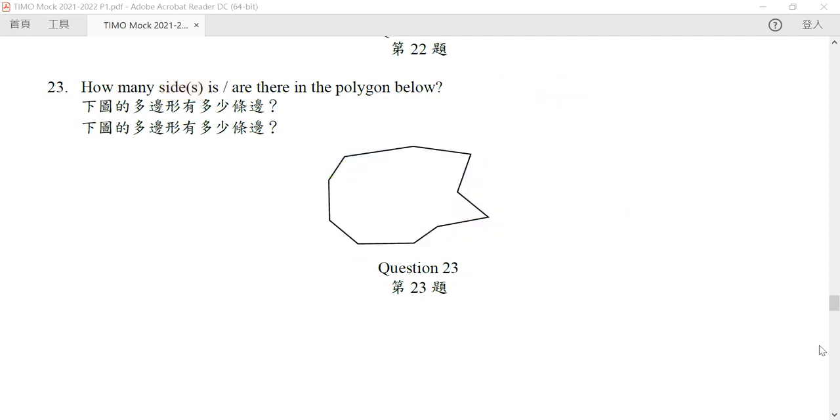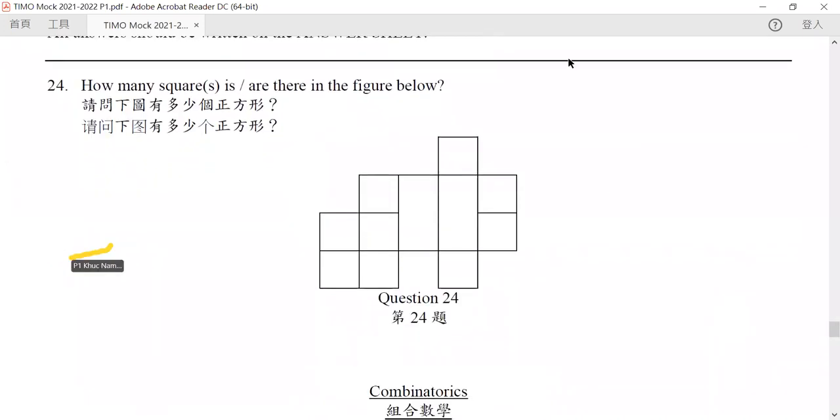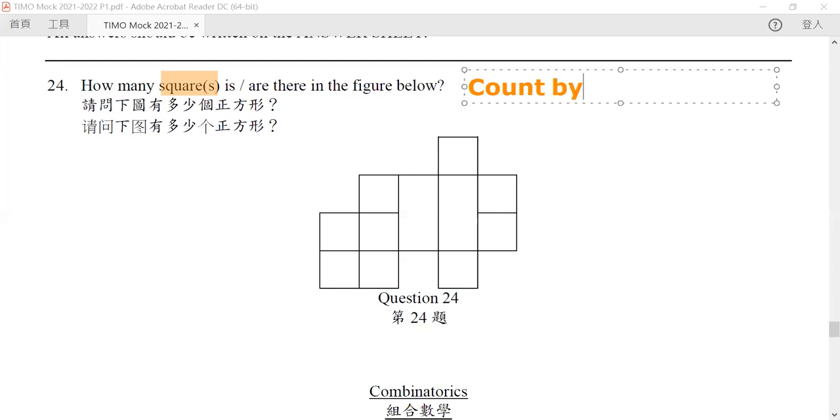Our next question is question 24. Question 24: How many squares are there? Now, this time we want to count the squares, unlike the last time, by different sizes. Because there are so many squares in here, we would like to count by sizes. Now in here we have the smallest size, like this.